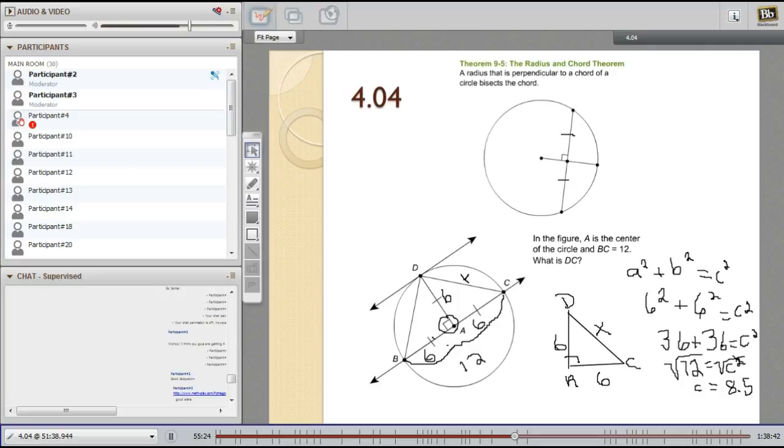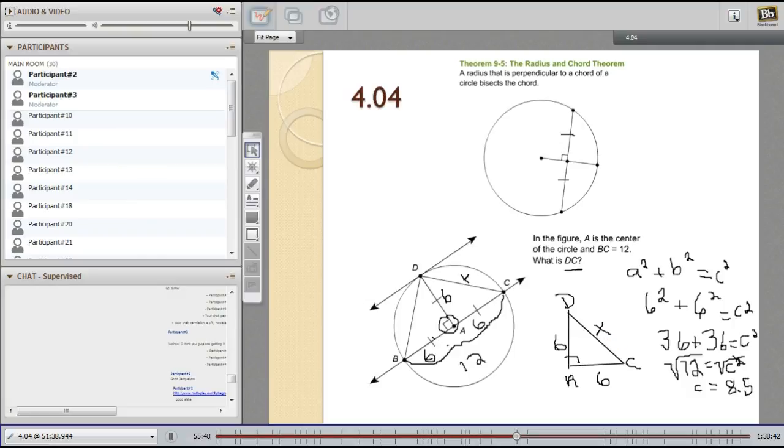So DC equals 8.5. Okay. So notice we have the Pythagorean theorem here, a squared plus b squared equals c squared. Both legs are 6, so 6 squared plus 6 squared is 36 plus 36, which is 72. And then the last step of the Pythagorean theorem is always to take the square root, so 8.5. Nice job, Jamie.